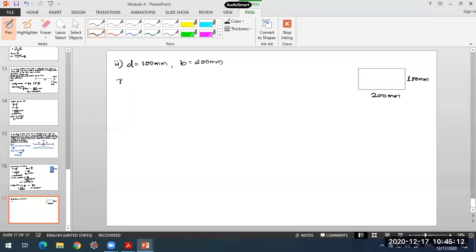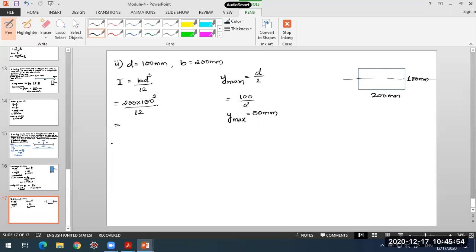In this case, the value of the moment of inertia will change. The formula is the same, b d cubed by 12. So we have 200 into 100 cube divided by 12, and this will be I. And the distance of the extreme fiber, y max: this is the neutral axis, and y max will be given by d by 2 itself, which is in this case 100 by 2, so y max is 50 mm for us now.